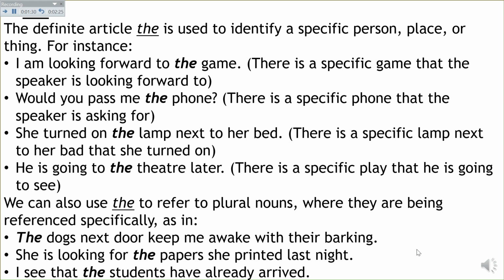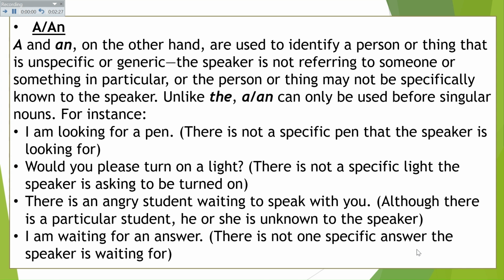So let's see now the indefinite articles, a and an. A and an, on the other hand, are used to identify a person or thing that is unspecific or generic. That means the speaker is not referring to someone or something in particular, or the person or thing may not be specifically known to the speaker. Unlike the, a and an can only be used before singular nouns. So that's what you need to remember. They are only used for singular nouns. And an is used with nouns that start with a vowel like a, e, i, o, and u. That's what you need to remember.